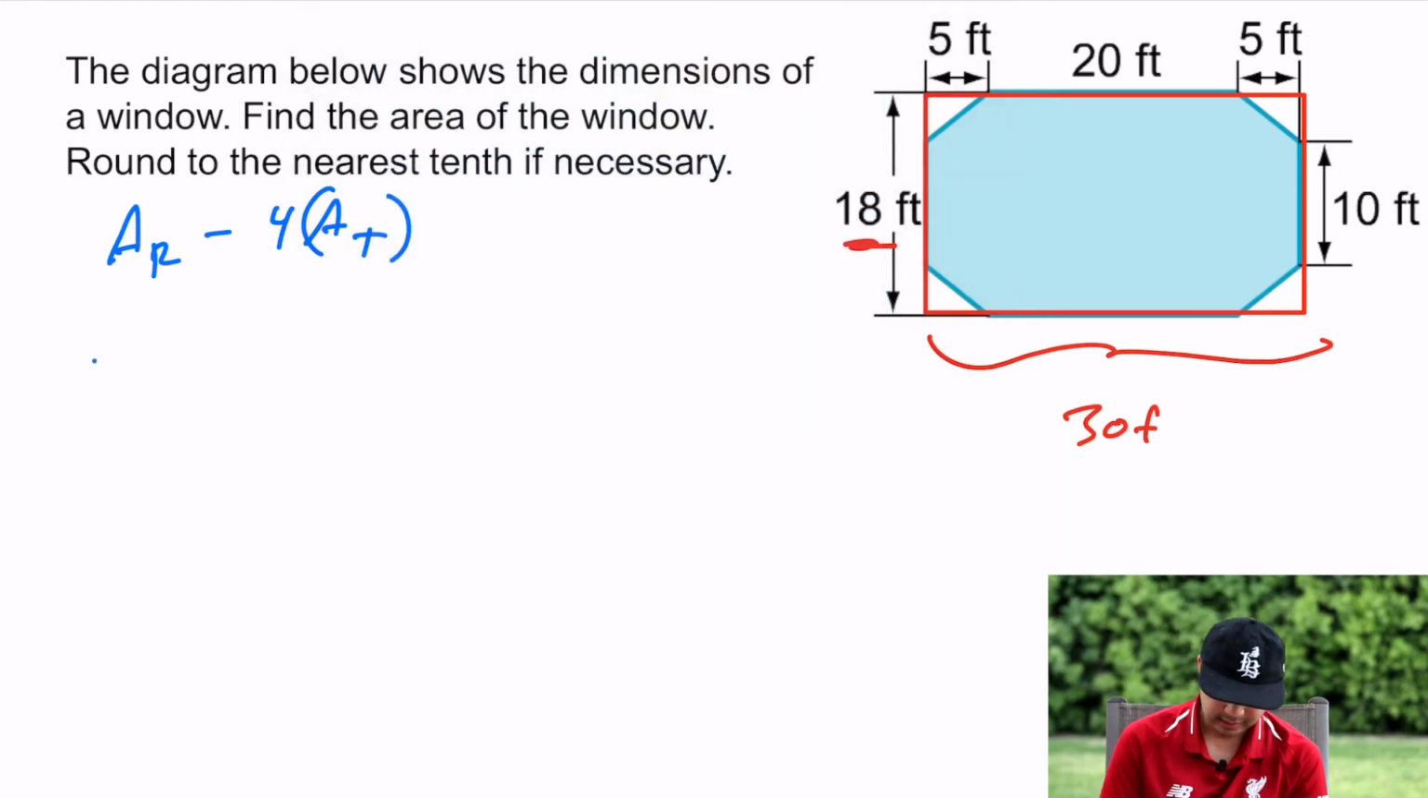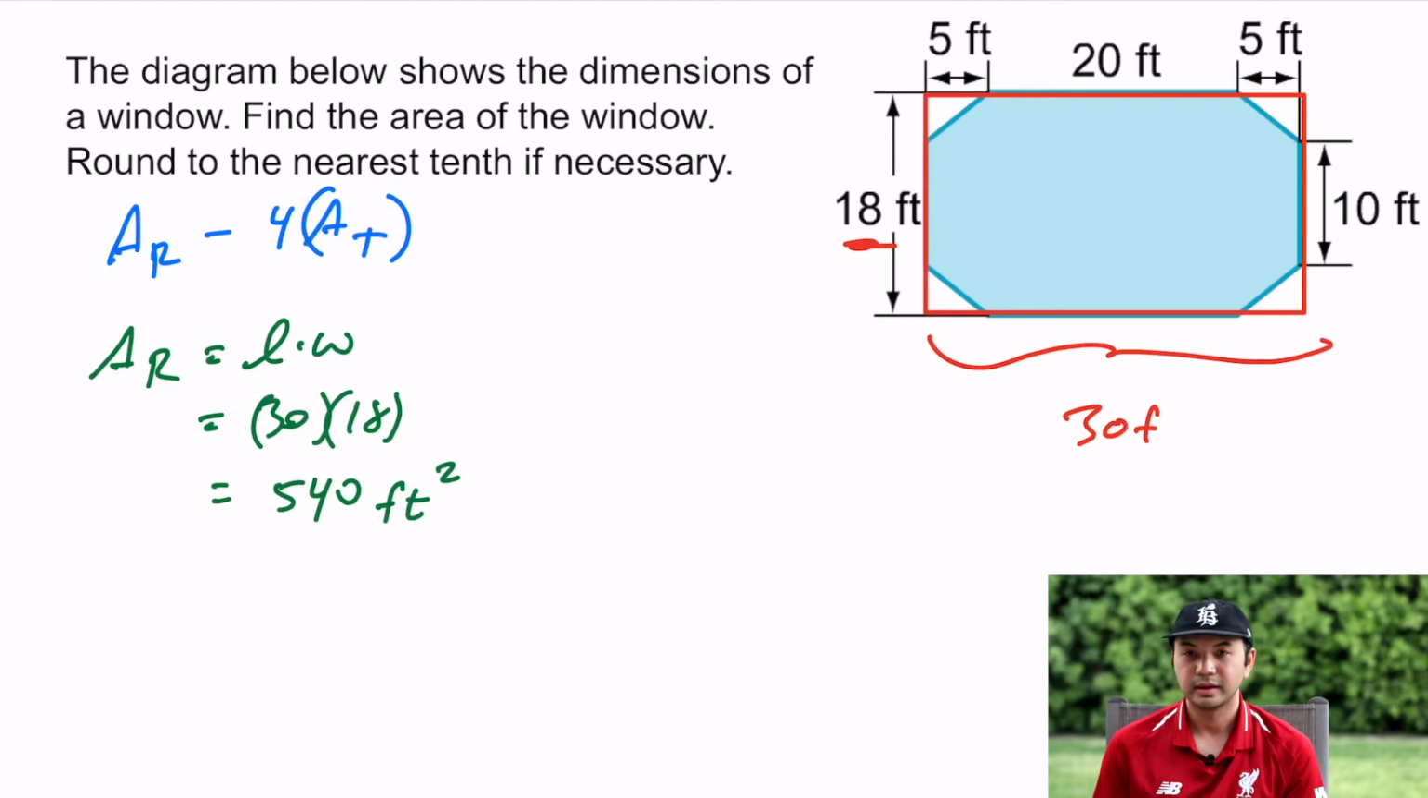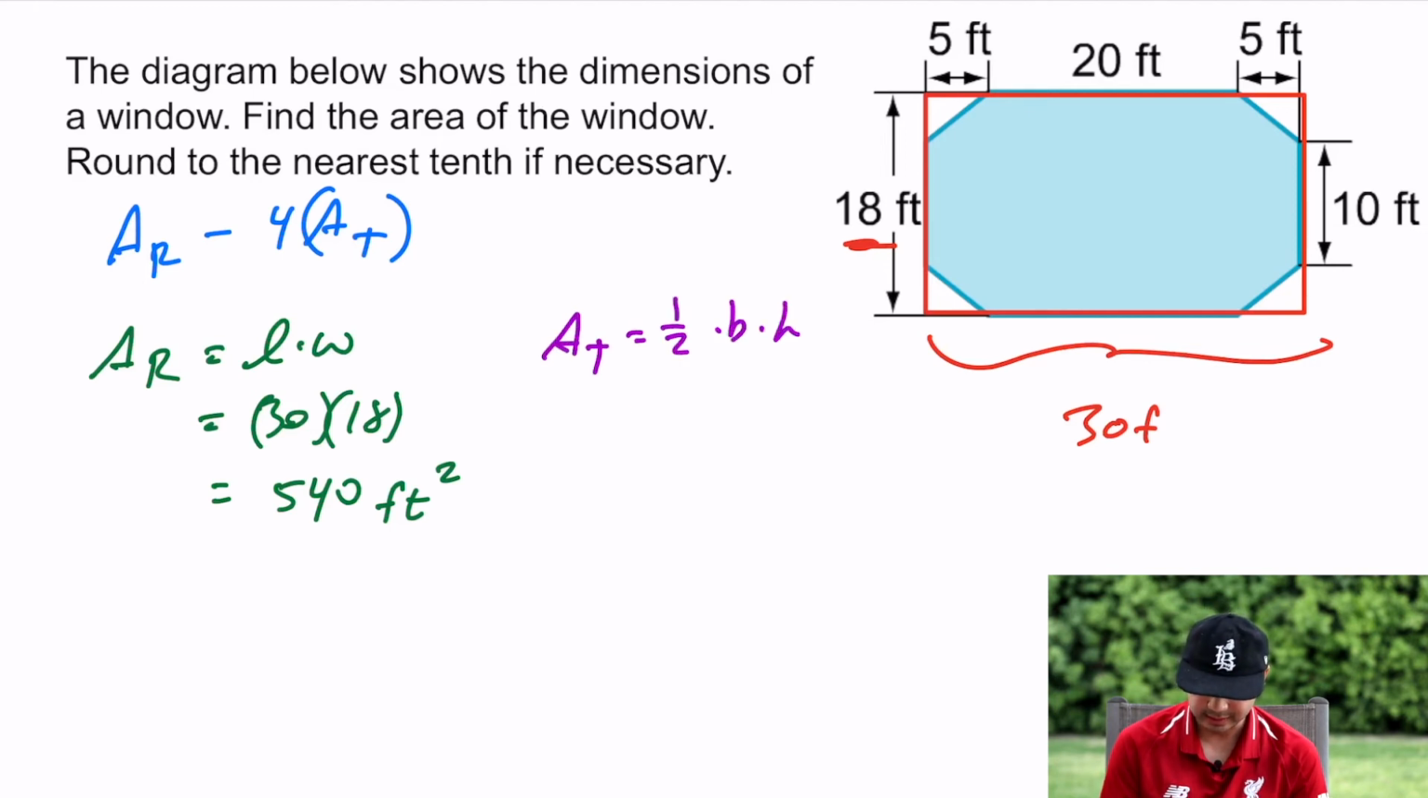The area of, let's do this in a different color. So area of the rectangle is length times width, and that's going to be 30 times 18, which is 540 square feet. Okay, so now let's find the area of one triangle. Eventually we're going to want 4 triangles, but the area of one triangle is 1/2 base times height. Okay, so 1/2, let's find what the base is.